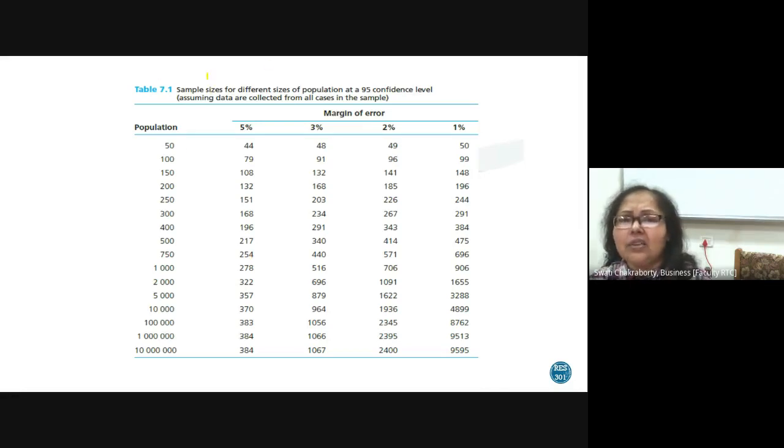See this? These are sample sizes for different sizes of population, at a 95% confidence level. So 5% error means 95, 3% error means 97, 2% means 98, and 1% error means 99. You will get this in the log table, where the values come up.